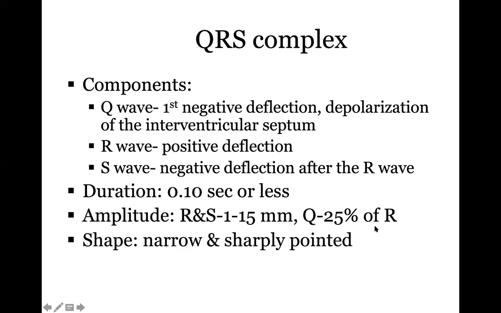So in your QRS complex, your Q wave is the first negative deflection, the depolarization of the interventricular septum, and your R wave is the positive deflection, and the S wave is the negative deflection after the R wave. So the duration is 0.1 second or less. The amplitude is R is 5 to 15 millimeters.